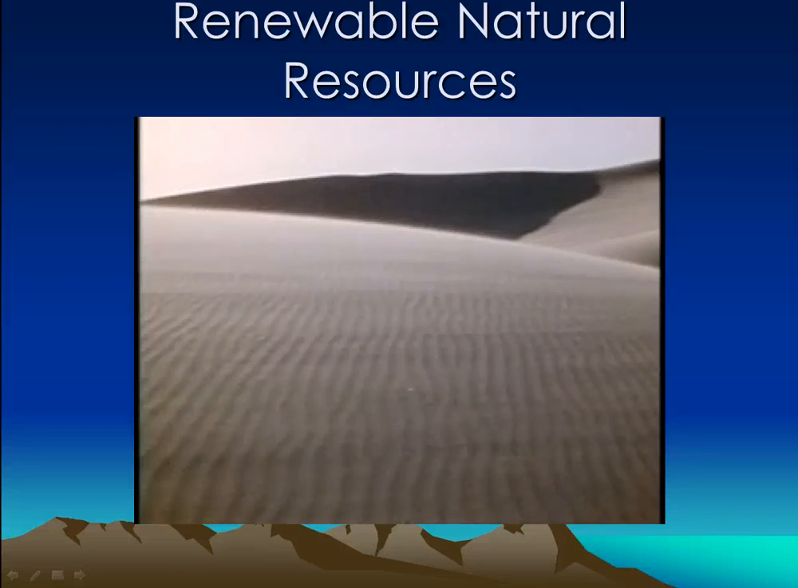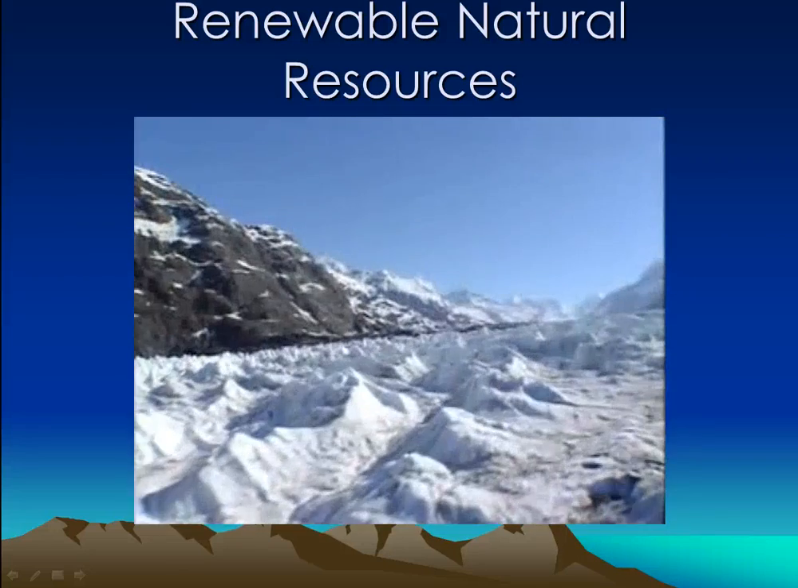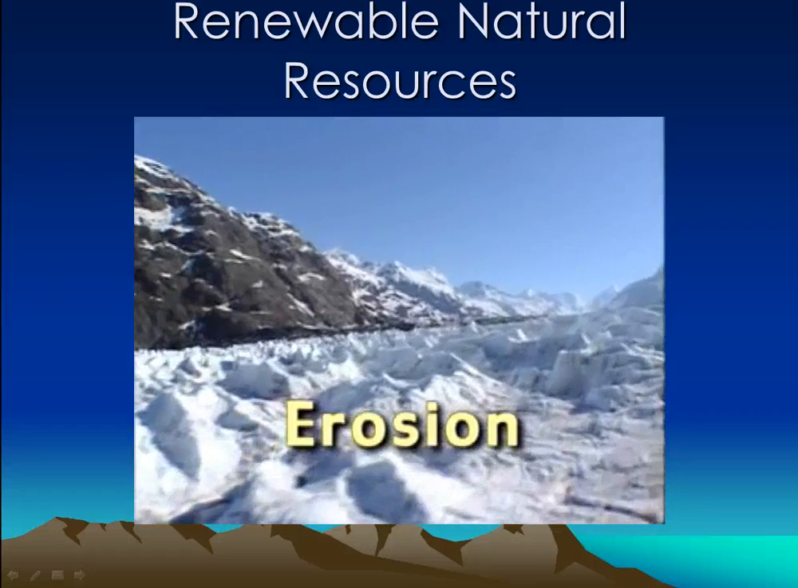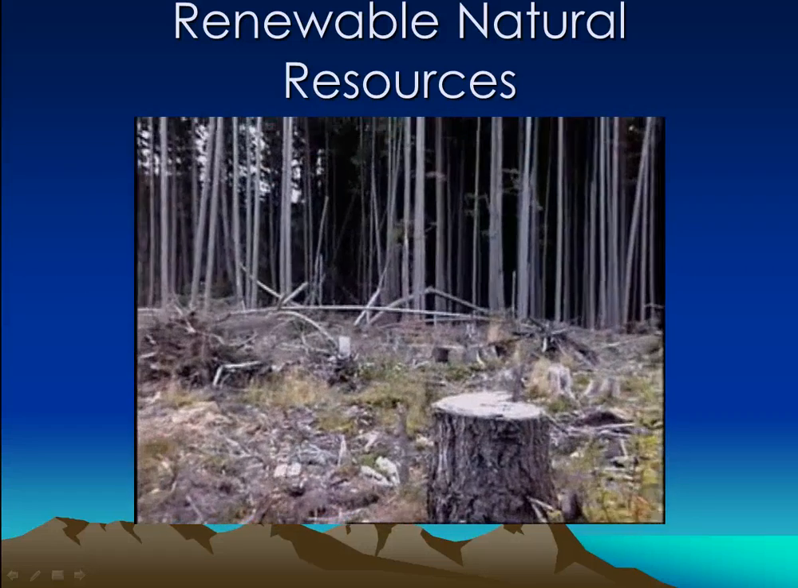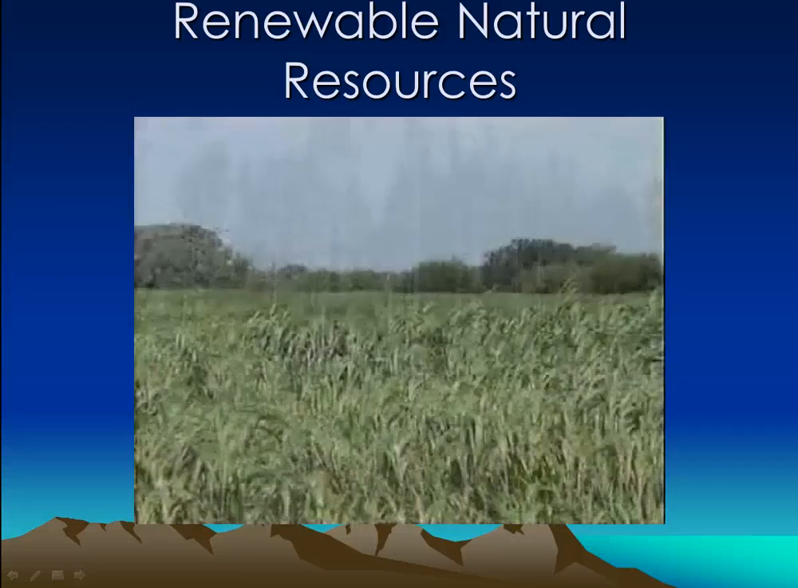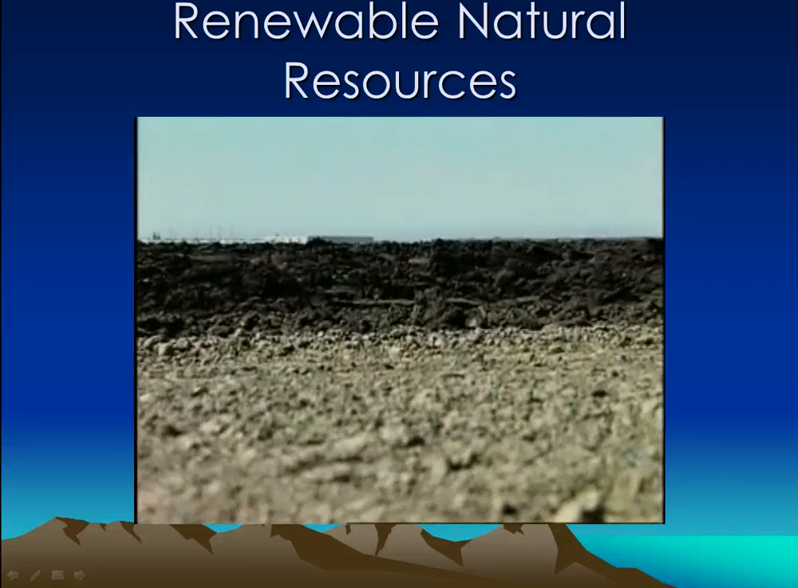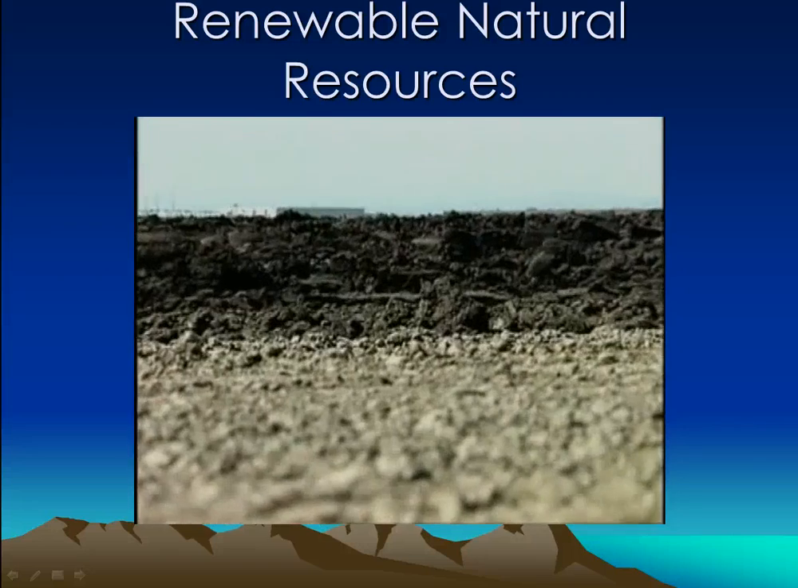The Earth's soil can be worn away by wind, water, and ice. This is called erosion. When forests are cut down and not replanted, soil is washed away. When farmland is left bare, the wind can blow the soil away. This is another form of erosion.